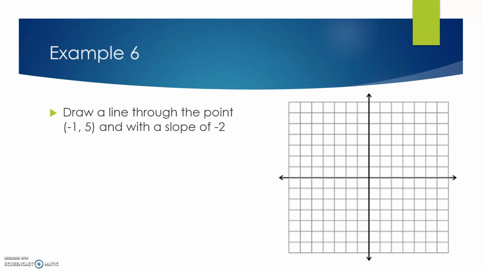Draw a line through the point (-1, 5) with a slope of -2. So graphing the point (-1, 5), I'm going to move left 1. Remember that this is x, this is y. So I'm moving left 1 and up 5. 1, 2, 3, 4, 5. So there's my starting point. And it says a slope of -2.